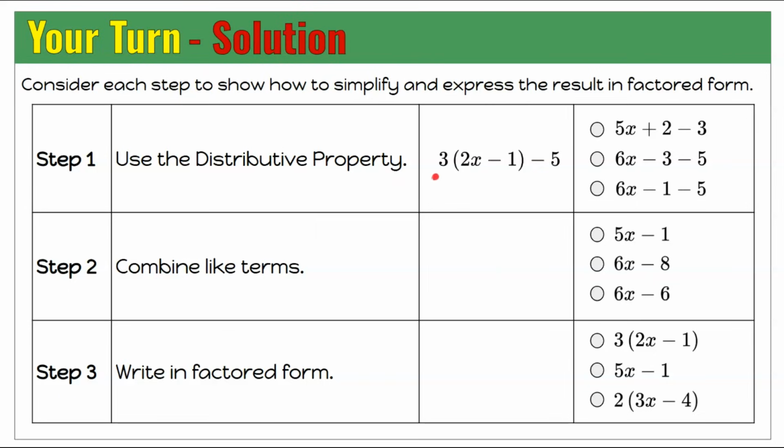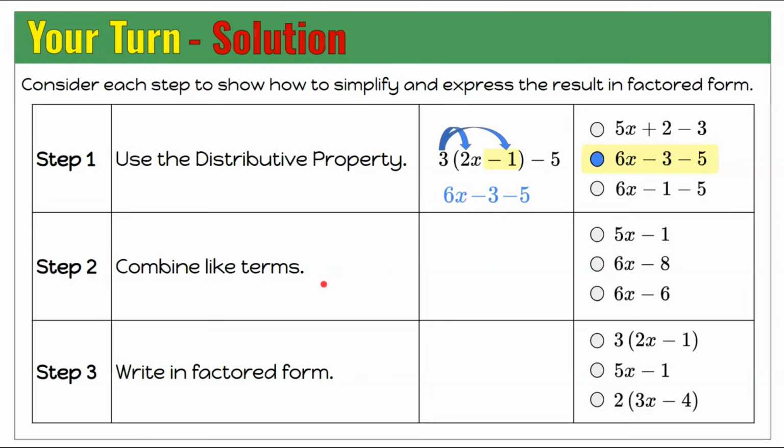We're going to use the distributive property first. So we're going to multiply 3 times 2x, which gives me 6x. 3 times -1 is -3. And then I have my subtract 5. So 6x subtract 3 subtract 5 is equivalent.